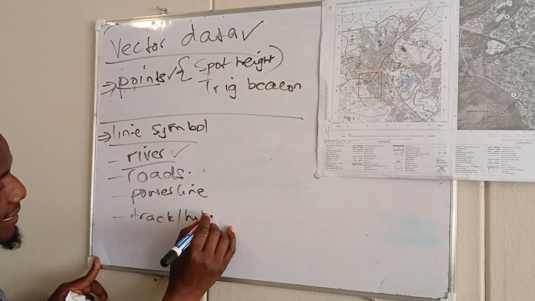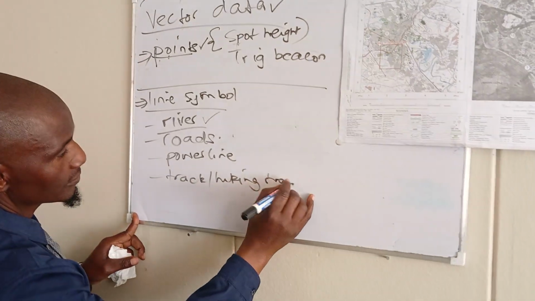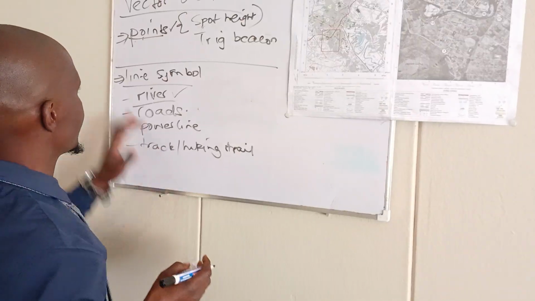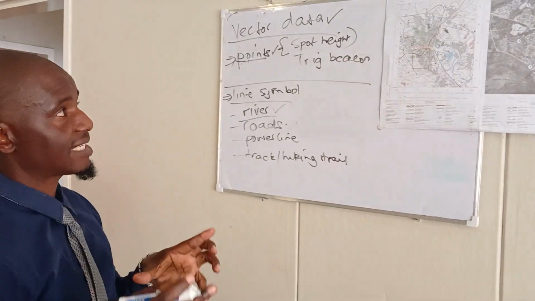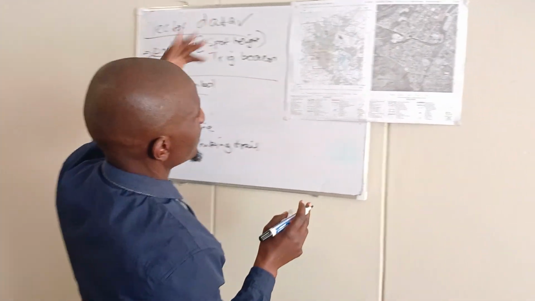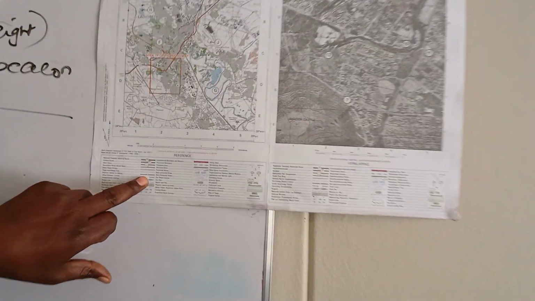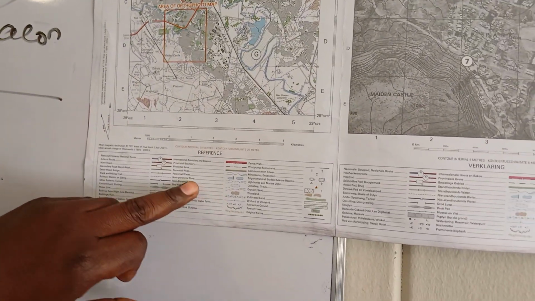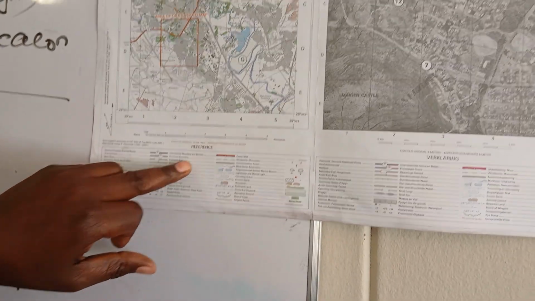or hiking trail. That's also another example for a line symbol. That is also known as vector data that you find on topographical map. What else do we have? Let's check here. What else do we have? Provincial boundary. Do we have any that shows?